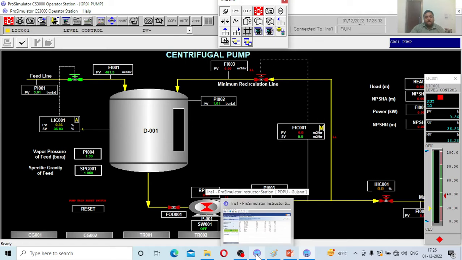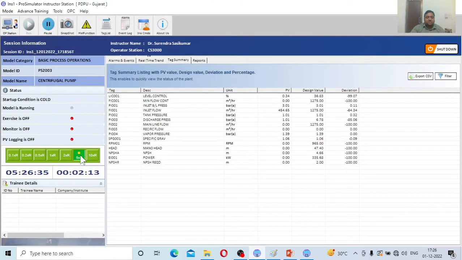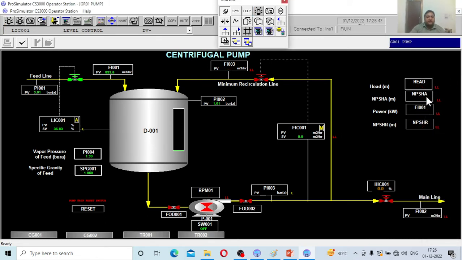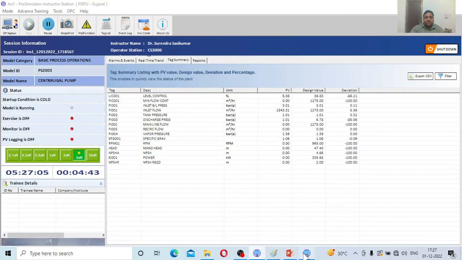Let us fast forward a bit, 5 times the current time, and once it reaches the required level, then we can think of starting the pump. Simultaneously observe the NPSH available. Once the level starts rising, the net positive suction head available for the pump keeps increasing. Once it goes beyond 2, you can open the valves and start the pump. Let us wait for a moment. Let me fast forward a bit, 10 times the current time.